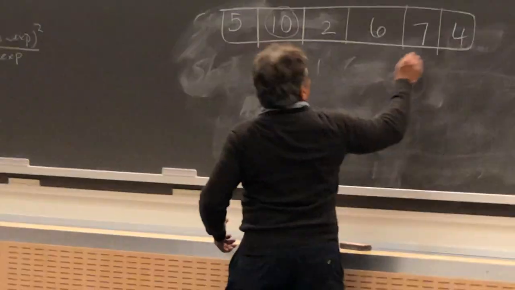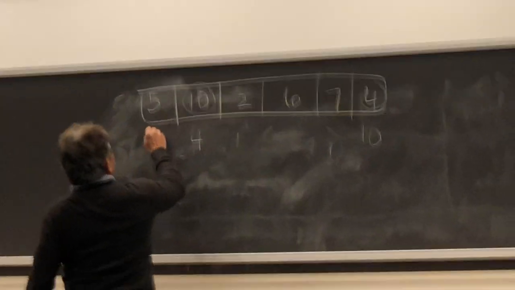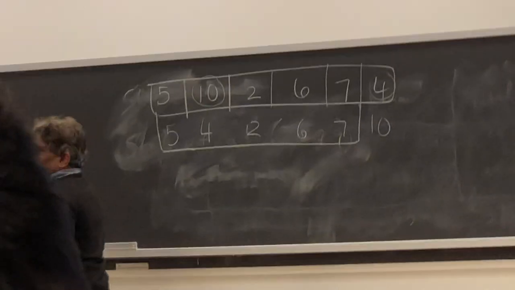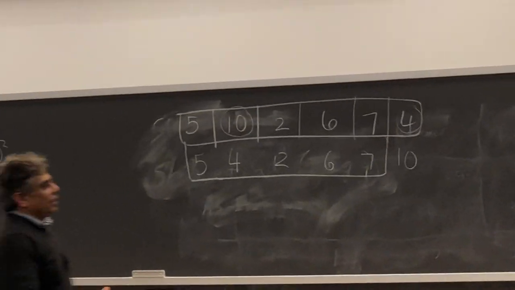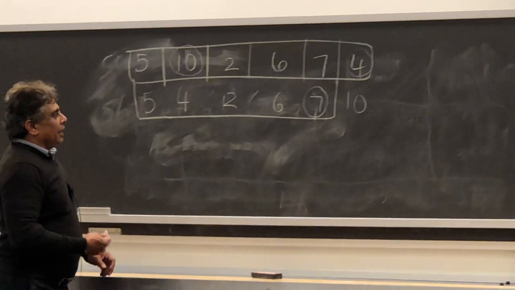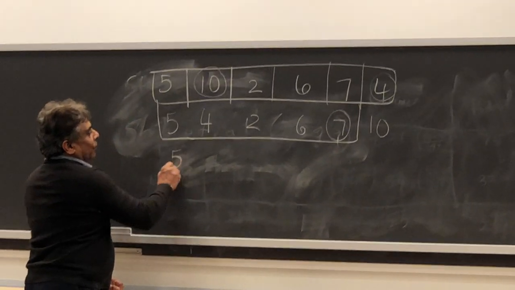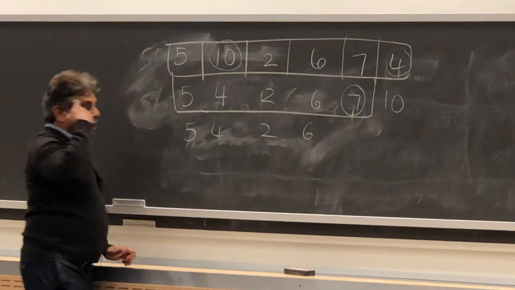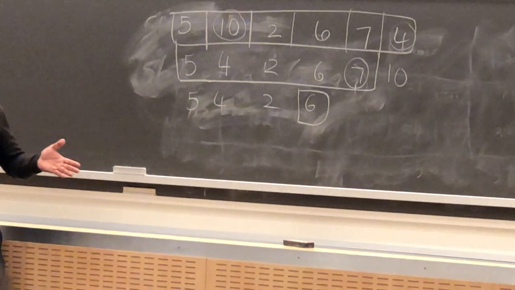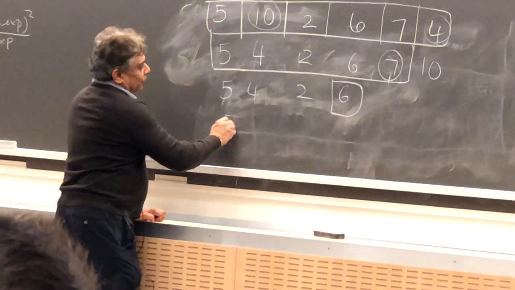Okay, so what do we do first? Take the 10 and swap with the last one, right? And then we focus on this one. So now we take what? We take 7 and swap with the last one, because that's the maximum of that array, right? So we don't have to do anything there. Now we focus on this one. So we find the max, which happens to be that. It doesn't have to be, right? So you swap it with itself. Now we focus on this.